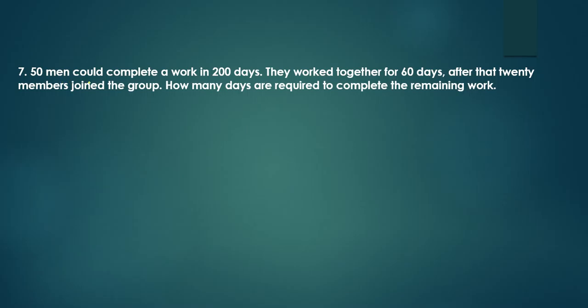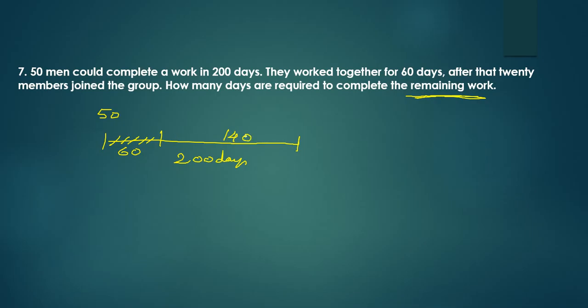Now, 50 men could complete a work in 200 days. They worked together for 60 days. After that, 20 members joined the group. How many days are required to complete the remaining work? He is asking only for the remaining work. Now this work can be completed in how many days? 200 days if there are 50 men. They worked together for 60 days. How many days of work is completed? 60 days of work is completed. How many days of work is left over? 140 days of work is left over.